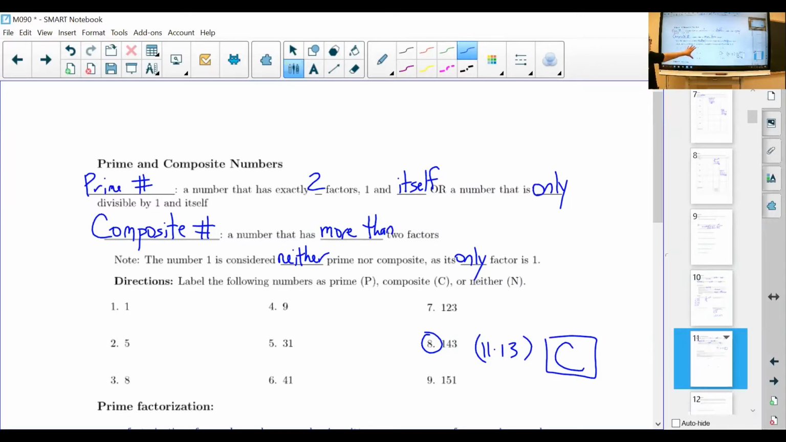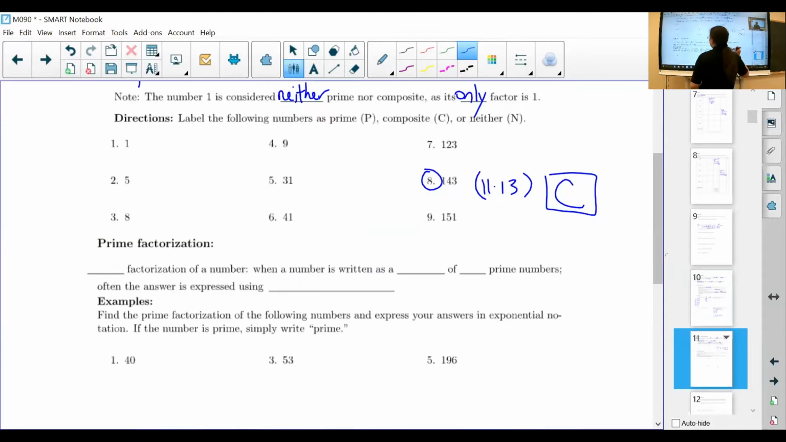Go ahead and look at the rest. Again, you can pause the video or do it after. And then we'll talk about prime factorizing a number. So to prime factorize a number, that means the number is written as a product of only prime numbers. So we're just taking a bunch of primes and multiplying them together. We often use exponential notation for this.